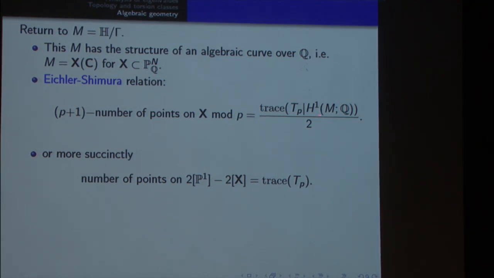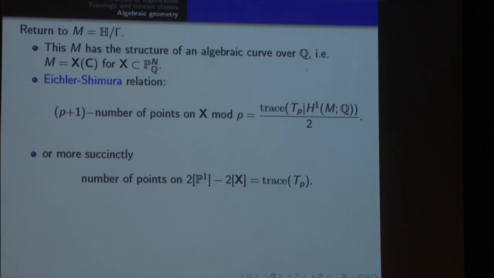So another way to write this is that this p plus 1 here is the number of points on the projective line, mod p. So I can rewrite this in this funny way. Number of points, I'll think of 2 copies of P1, subtract 2 copies of x. I'm thinking of this as some sort of virtual linear combination of varieties whose number of points is the trace of this T_p.